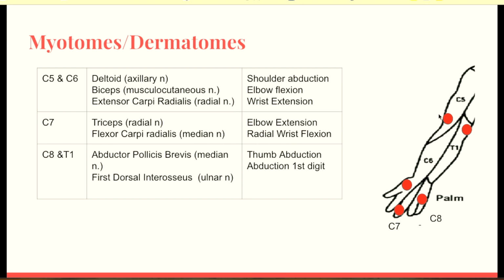For the sensory areas, C5 is just near the lateral epicondyle, T1 near the medial epicondyle, C6 near the thenar eminence, C7 near the distal tip of the third digit, and the lateral portion of the hand and finger, the medial portion of the hand and finger are C8.